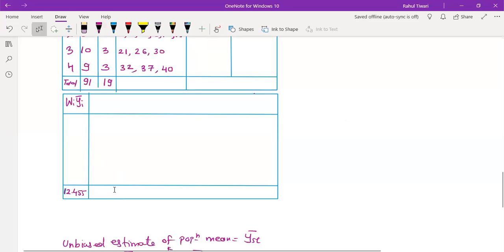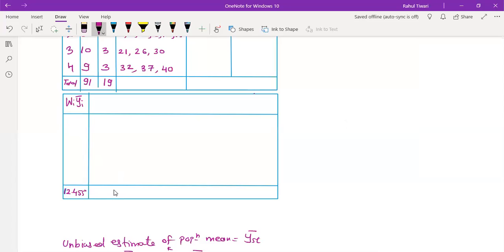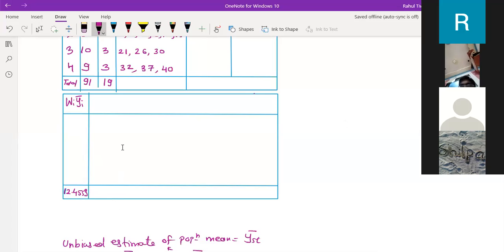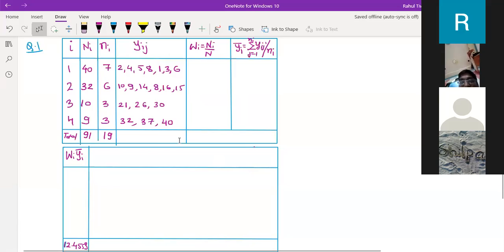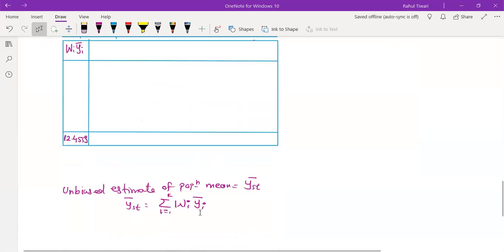So according to my data, you may get this answer. Maybe, but make sure up to 2 digits it should be correct. Otherwise, there's not much difference. You go with always what your calculation says. So rest data you can calculate. So in this way, one can get the variance of y bar st.